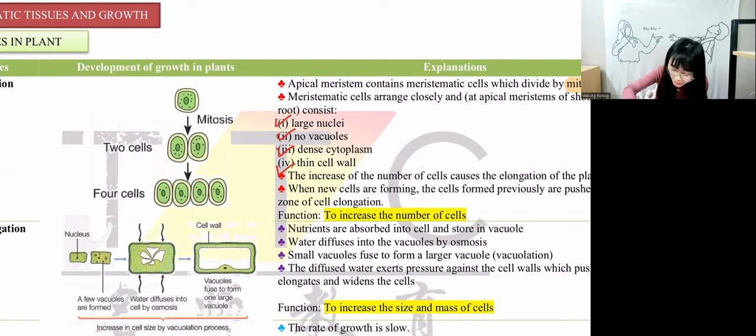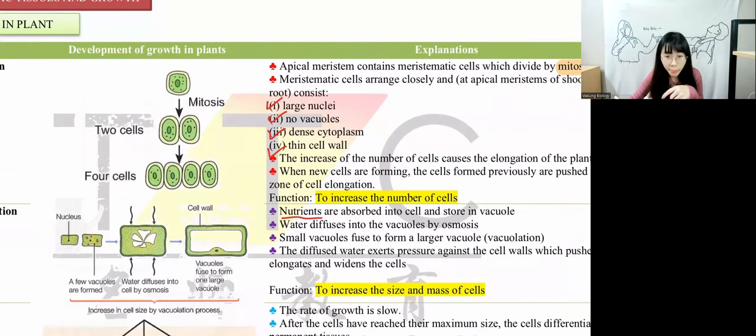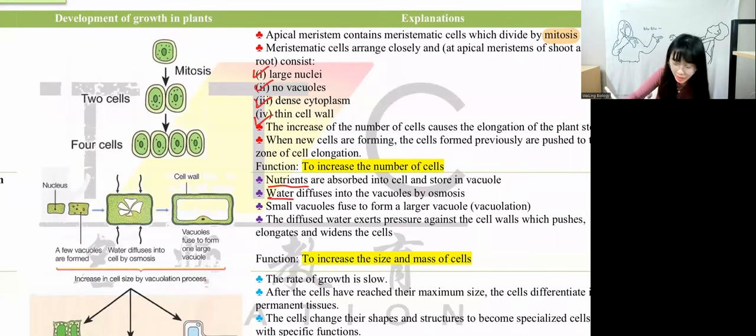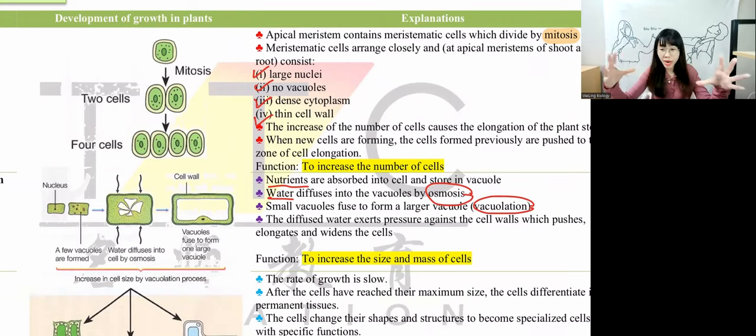So nutrients are absorbed into the vacuole. Not just nutrients, water will also diffuse into it by a process called osmosis. Anything related to water diffusing in and out is always osmosis. Small vacuoles will fuse to form a larger vacuole, called vacuolation. Vacuolation, okay? Small to larger vacuole is called vacuolation. So remember, water is always osmosis. So when they are becoming bigger, we always mention that the plant cell has a large central vacuole. When they become bigger, they will push against the cell wall, and they will create a pressure called turgor pressure. That's what we say, right? When water diffuses into it, they will create a turgor pressure.